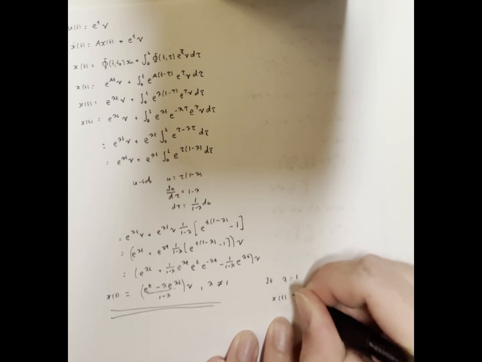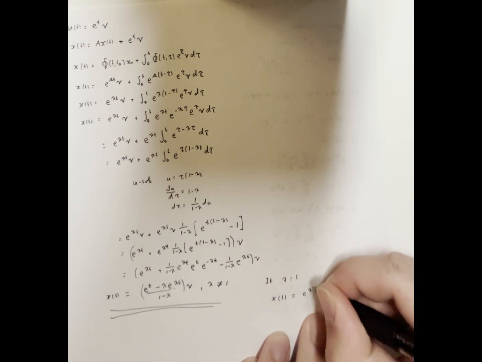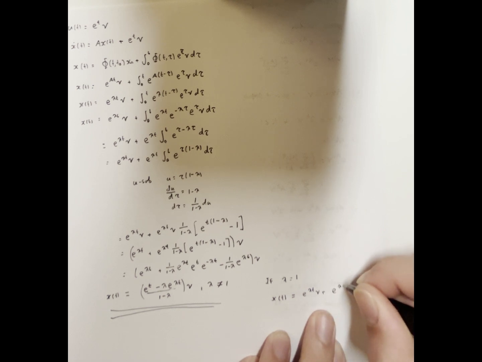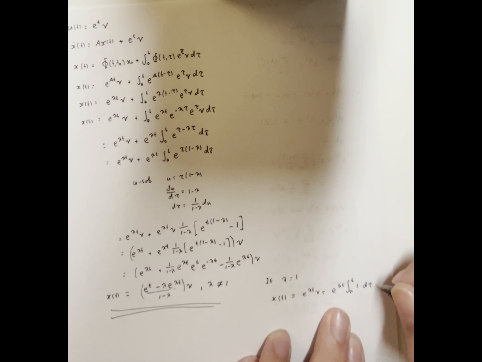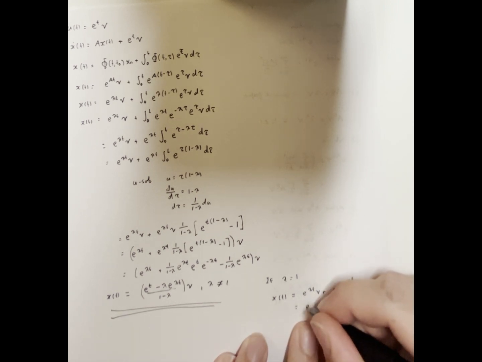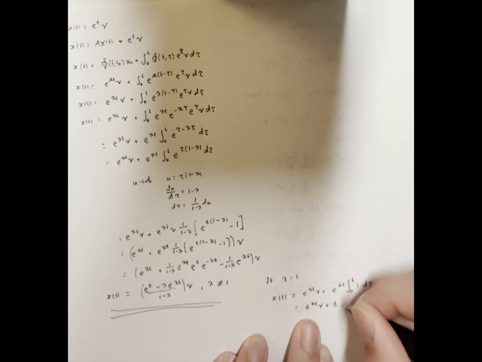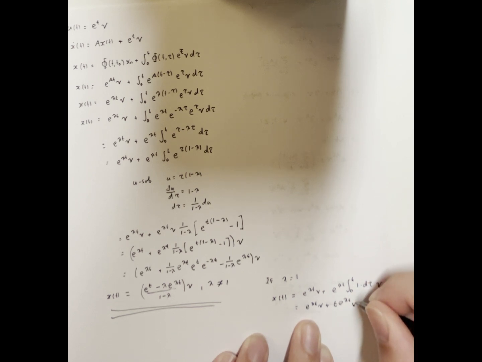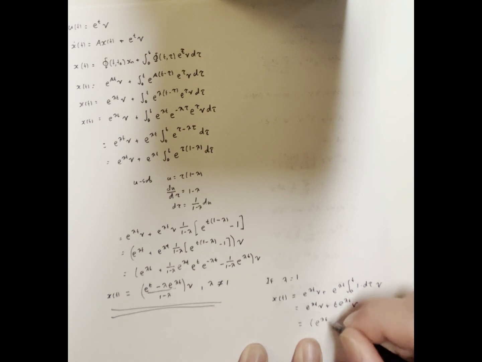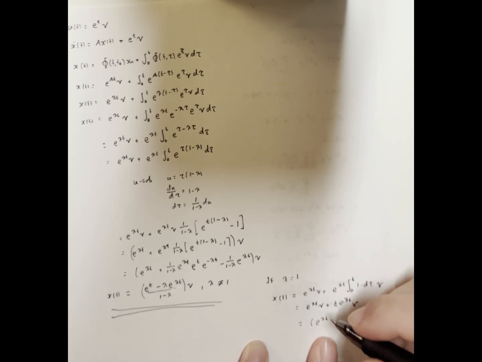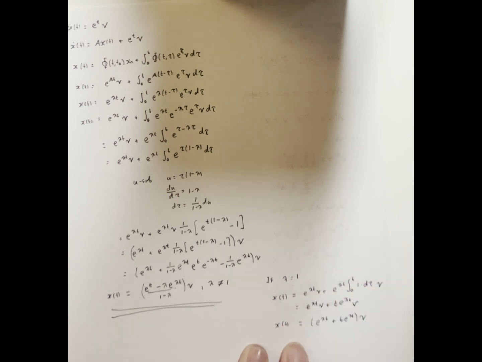If lambda is equal to 1, then changing the integral slightly, we have the following solution. x of t is equal to e to the power of lambda t plus t times e to the power of lambda t, and then all of that multiplied by our initial condition v. And that completes this question.